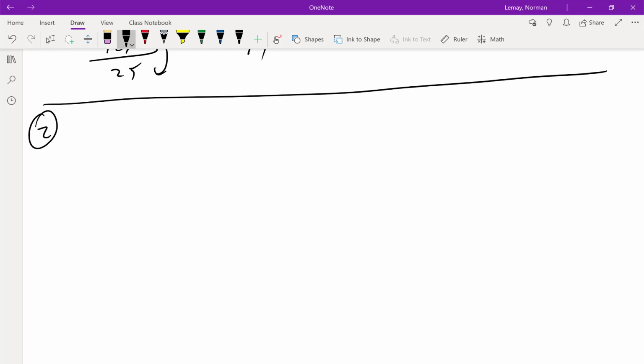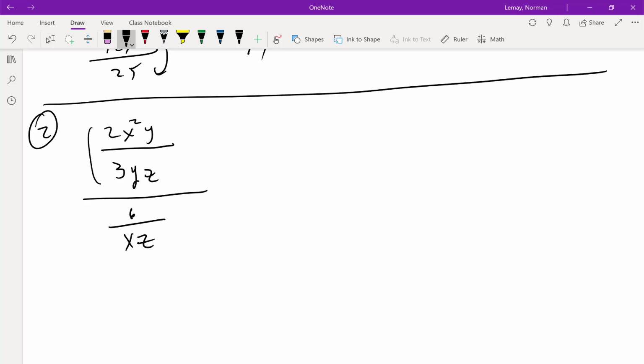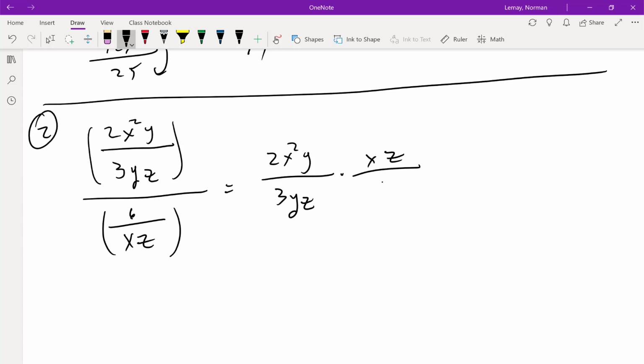My second example here, 2x squared y over 3yz divided by 6 over xz. So again, we have a top fraction. We have a bottom fraction. So 2x squared y over 3yz. And again, we take the bottom fraction, invert, xz over 6.